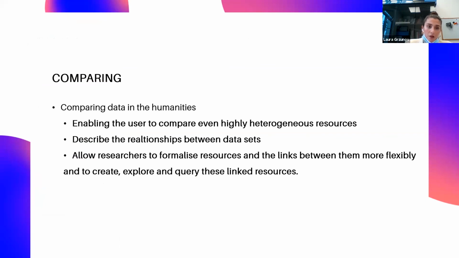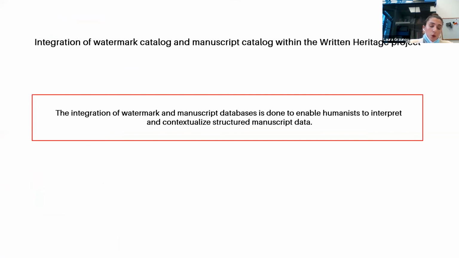The next scholarly primitive is comparing. It refers to comparison of data in the humanities by enabling the user to compare resources and describe the relationship between data sets. Through the Written Heritage portal, efforts were made to integrate a catalog of watermarks and a catalog of manuscripts. The integration of watermark and manuscript databases is done to enable humanists to interpret and contextualize structured manuscript data.